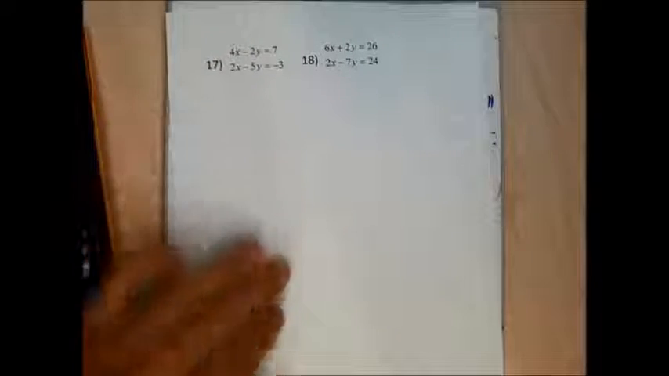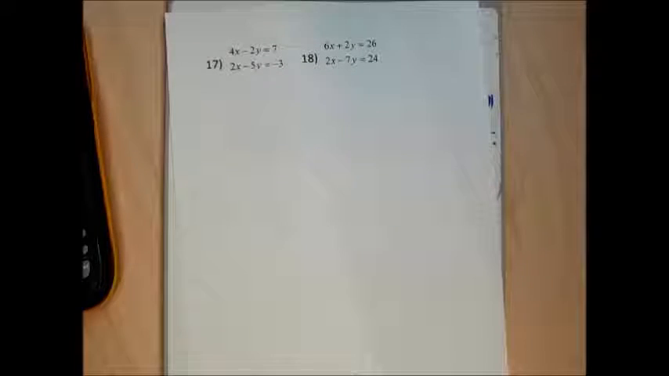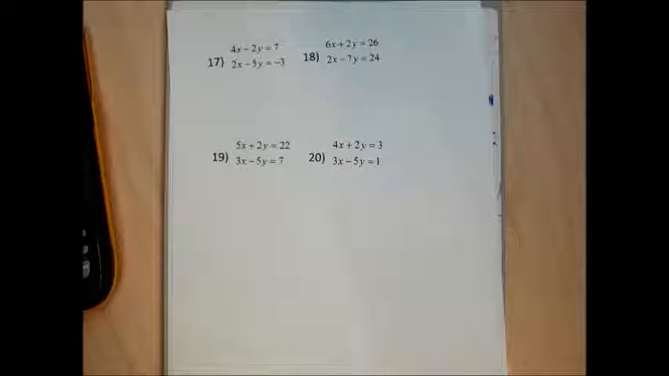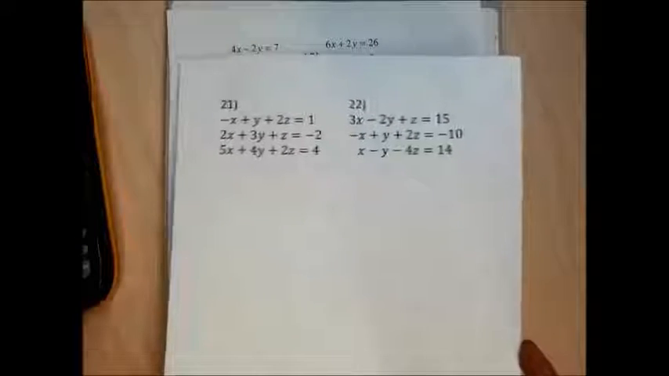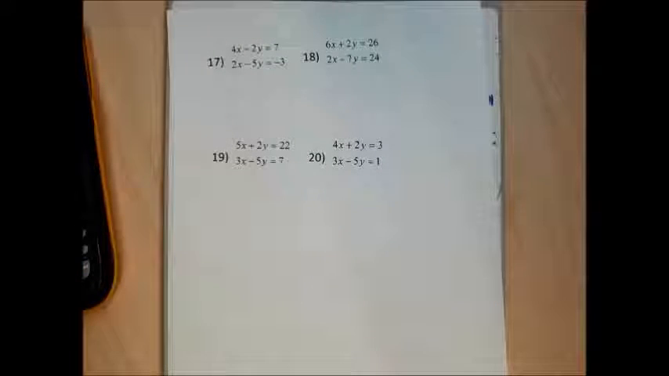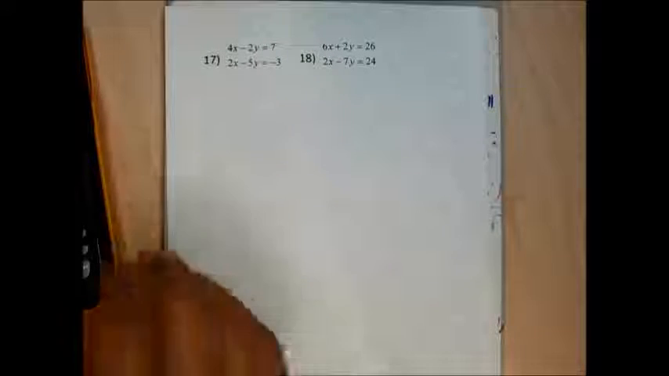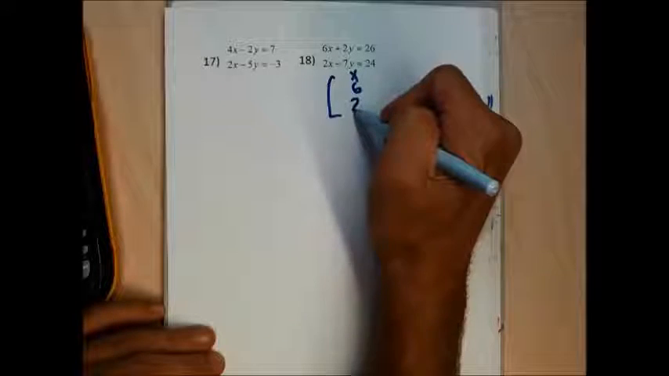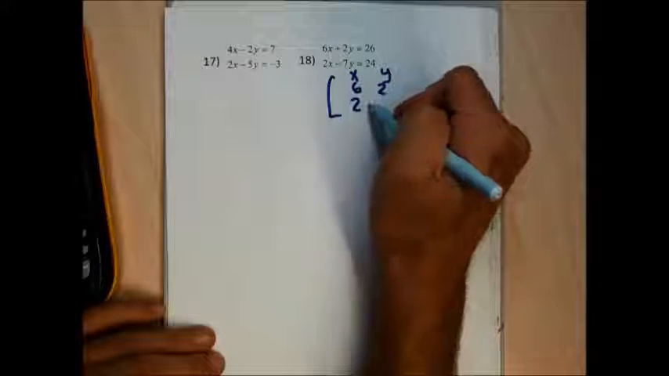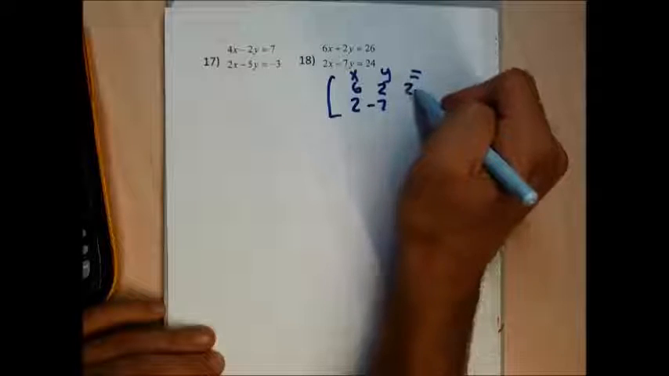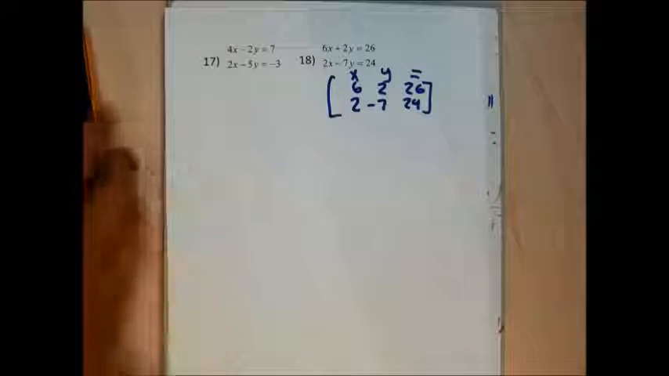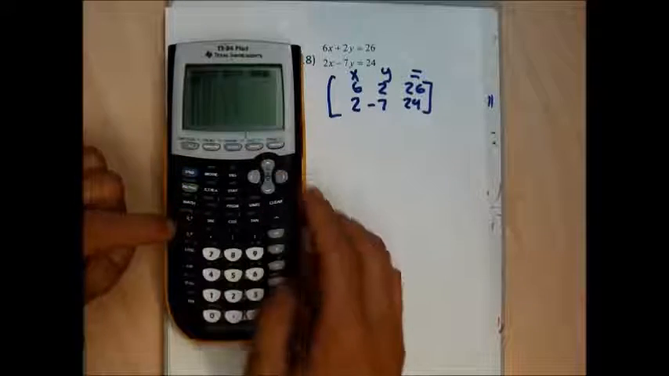I'm going to do 18. If you want to skip 17 and 19 and fast forward to me doing problems 21 and 22, which are going to have x's, y's, and z's, feel free to skip 17. Feel free to skip 19. I'm going to skip 20. I'll do 18. So for 18, I'm going to create a matrix that has an x column of 6 and 2, a y column of 2 and negative 7, and an equals column of 26 and 24. I'm going to RREF this 2 by 3 matrix to get the answer.